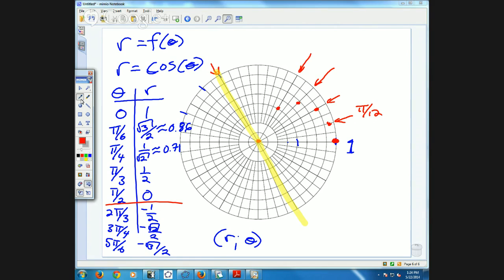So that's going to put me right here. Hey, check it out. That is directly below my point for pi over 3. Those are symmetric. Oh my gosh, are we making a circle here? Let's see, 3 pi over 4 is this line.